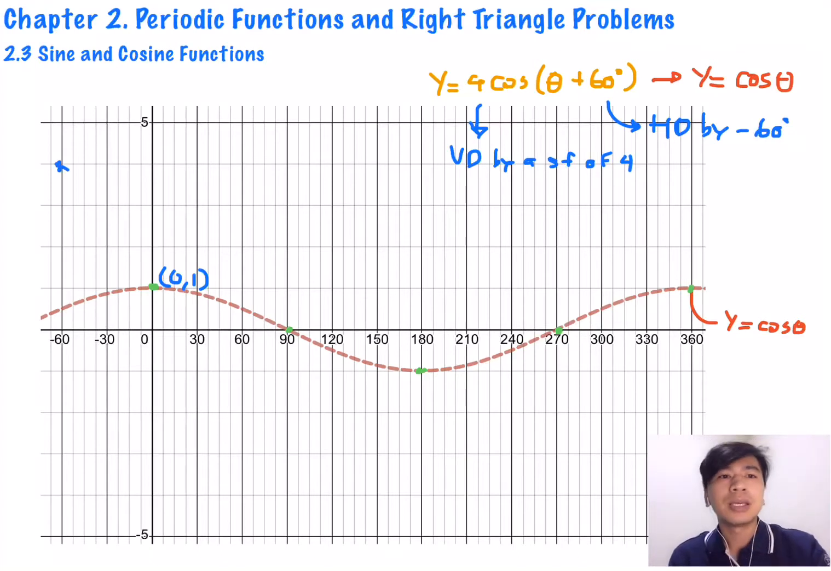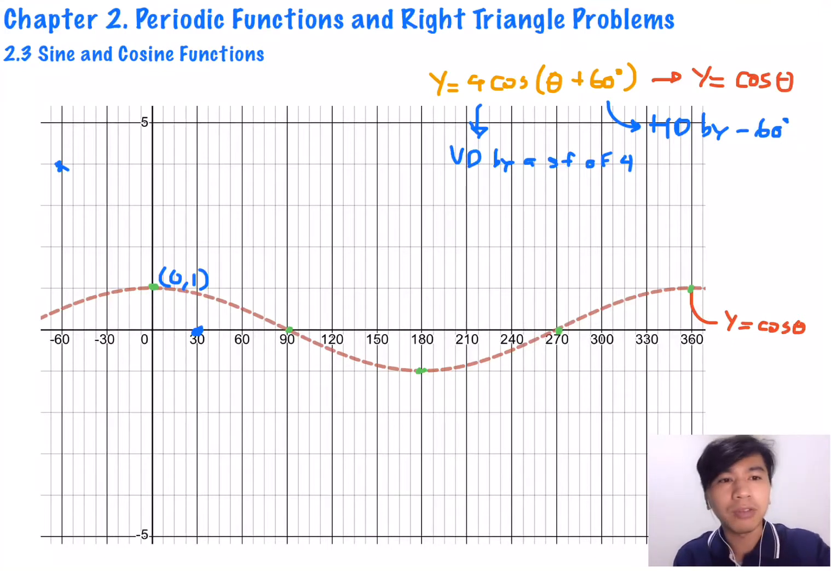Okay. For the second, I have 90,0. So with the vertical dilation by scale factor of 4, it is still the same because it is 90,0, right? And the horizontal dilation by negative 60 degrees means that it moves to the left side by 30 degrees. So this is what I'm going to have. And then if I have the minimum point, then it will be negative 4, and then switch to this point.